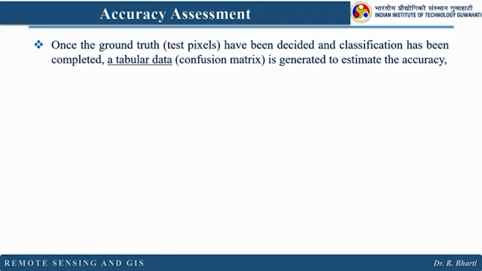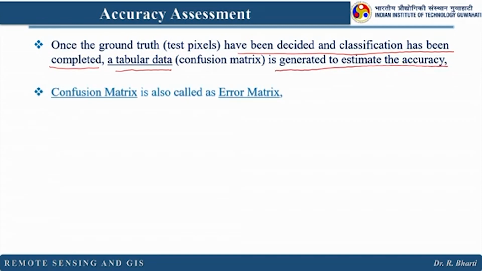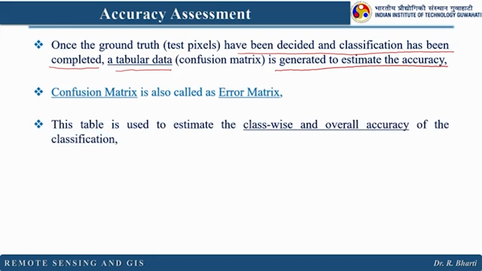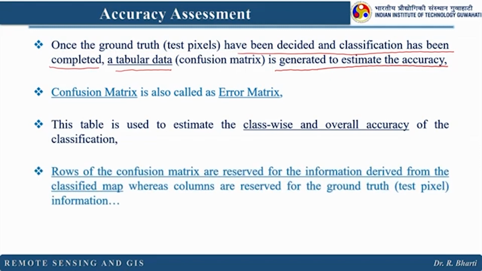Once the ground truth has been decided and classification has been completed, a tabular data known as confusion matrix is generated to estimate the accuracy. Confusion matrix is also known as error matrix. Sometimes you will find people have written error matrix, sometimes people have used confusion matrix. This table is used to estimate the class wise and overall accuracy of the classification. Rows of the confusion matrix are reserved for the information derived from the classified map, whereas columns are reserved for the ground truth.